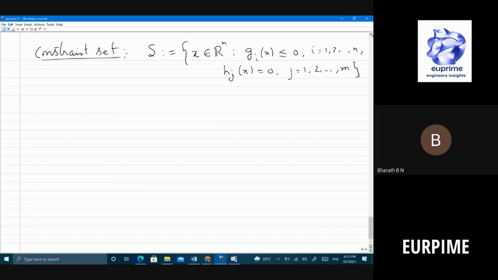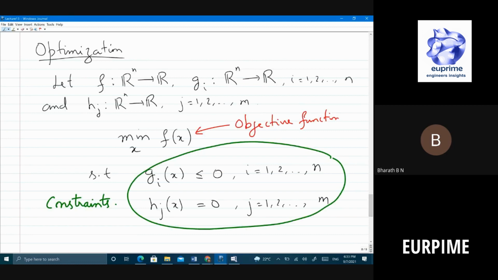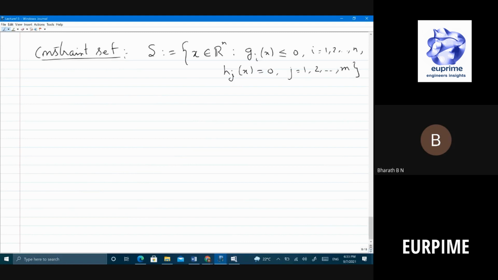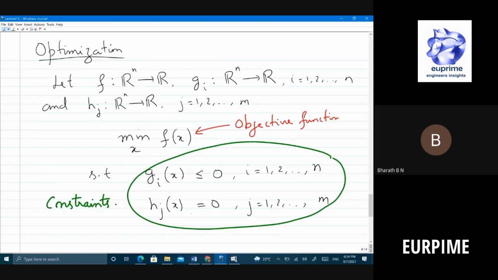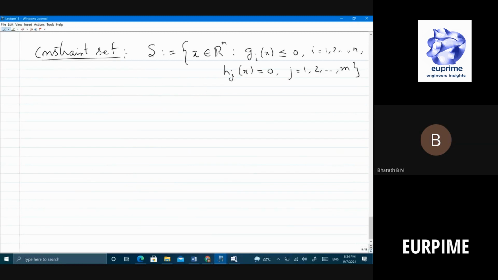Any questions? Remember, g_i of x is less than or equal to 0. You might be wondering, what about greater than or equal to 0? I'll just take minus, so I'll call g_i as minus g_i. Equality is something that you need. Well, equality I can write as two inequalities: a less than or equal to b and a greater than or equal to b implies a equal to b. Or I can write greater than or equal to 0, which is also fine, because greater than or equal to 0 together with less than or equal to 0 will be equal to 0. Fine. One of them. So you have a constraint set.